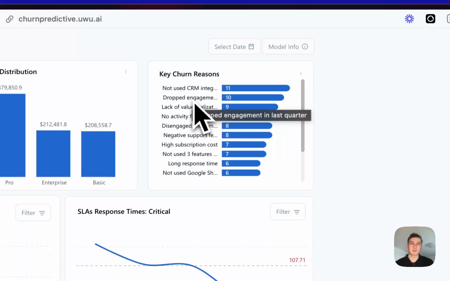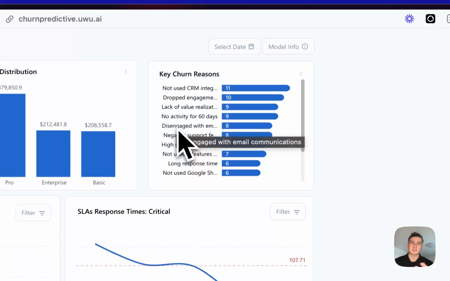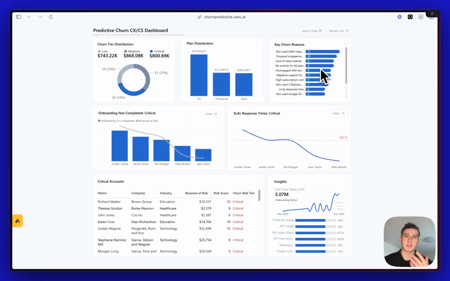Here are also others: dropped engagement in the last quarter, lack of value realization, no activity for 60 days, disengaged with email communication, negative support feedback, high subscription cost, and so on. We can scroll down below and see more. Before we go on, the one at the bottom left is onboarding not completed, which is basically only for critical as well.